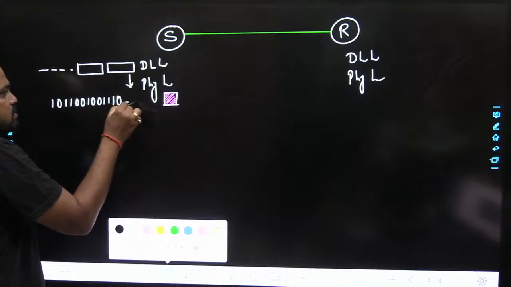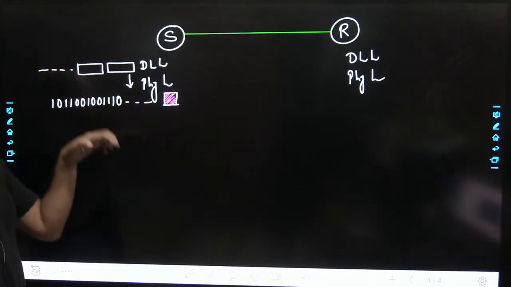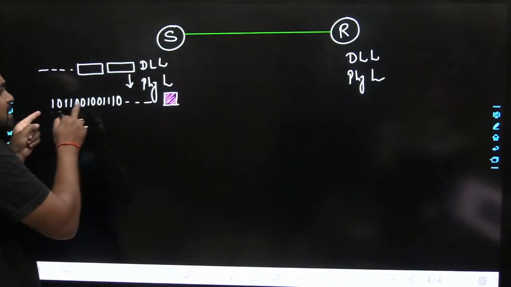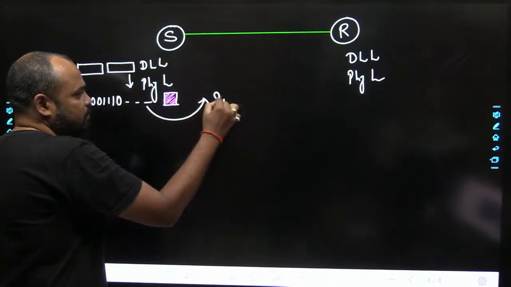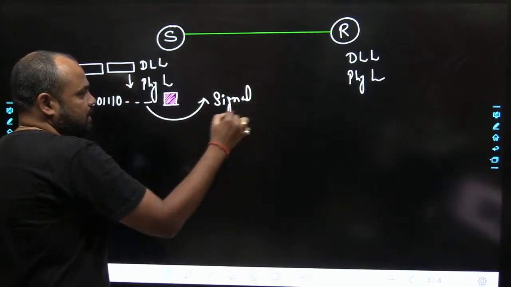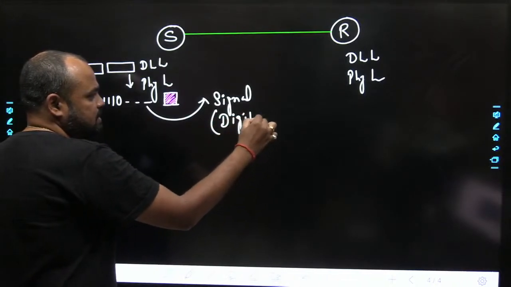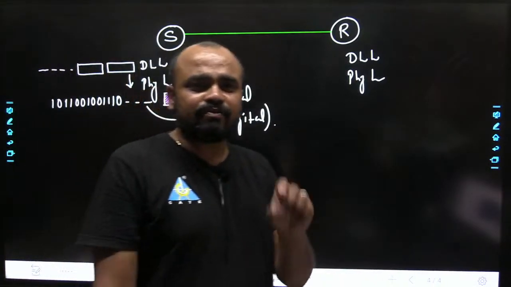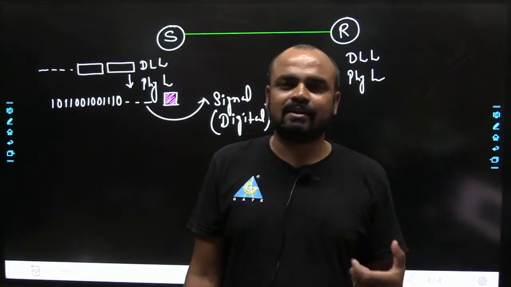10110010011 and 0 and so on. Suppose these are the sequence of bits coming from the data link layer, then what will the physical layer do? It will simply convert this sequence of bits into a signal. Definitely this is going to be a digital signal. So the basic responsibility of the physical layer is to convert the sequence of bits into a digital signal.